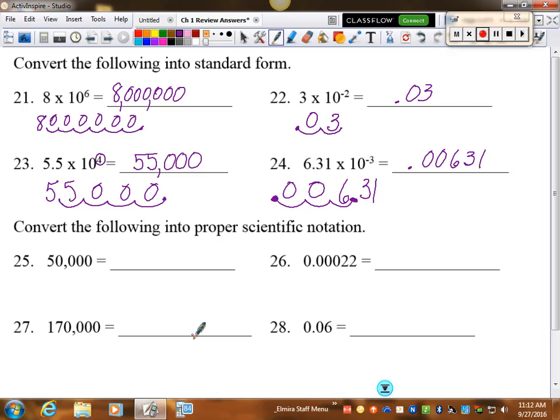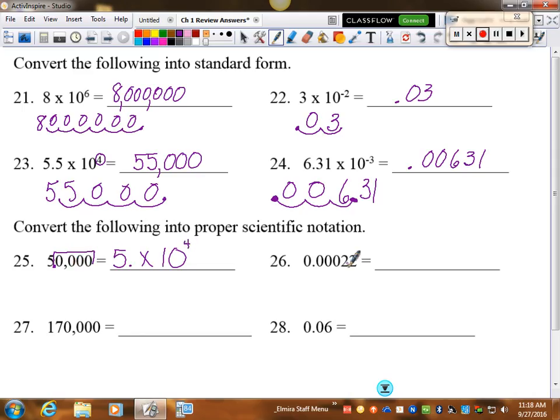Okay, next section, we're converting regular standard numbers into scientific notation. So the first one of this section, we're putting the decimal after the very first non-zero number. So it would be 5 point, now there's only zeros after that 5, so we don't need anything else except our times 10 to the 1, 2, 3, 4th power.